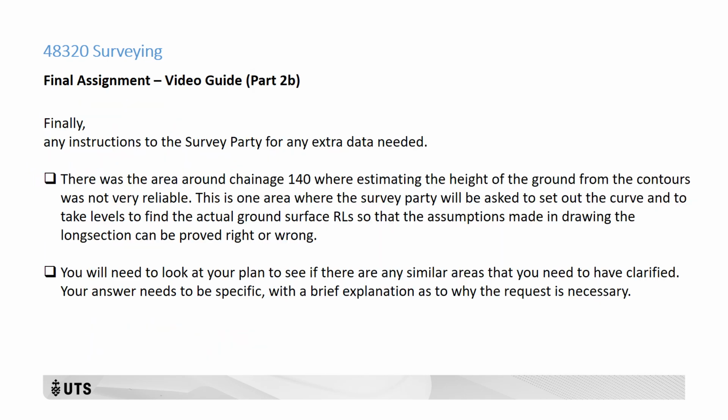Okay, finally, any instructions for the survey party? There was the area around change 140 where the height of the ground from the contours was not very reliable, so you'd ask them to set out the curve and take some levels there. Think about, are there any critical points on the long section where you might not trust the contours? You need to be specific. Just survey the lot isn't going to cut it. So give a brief explanation as to what you think the problem area is and why you need that data.